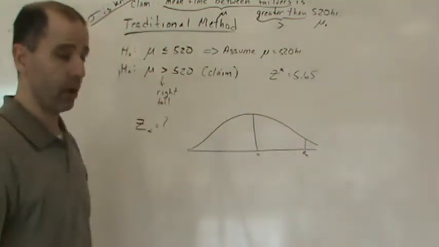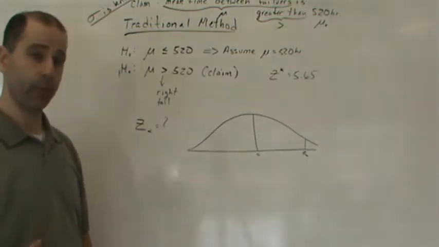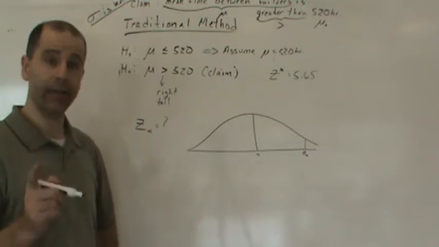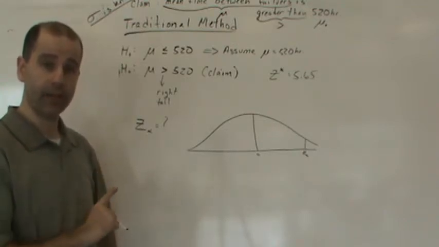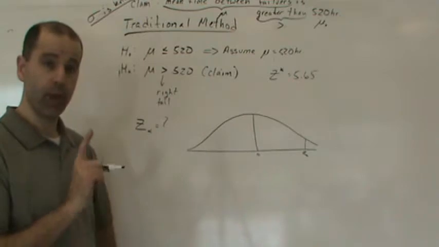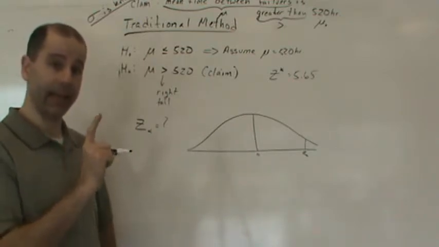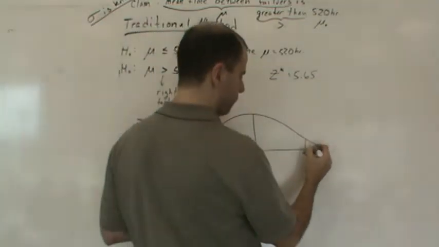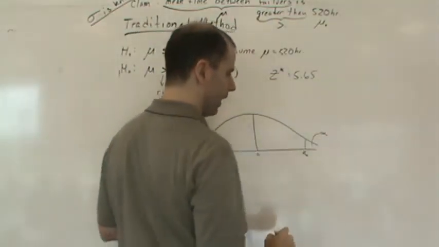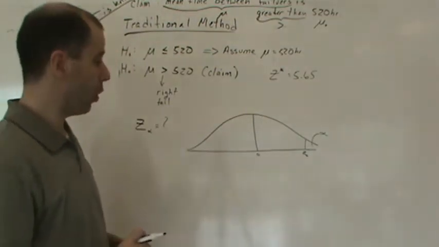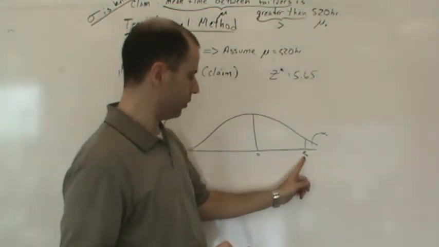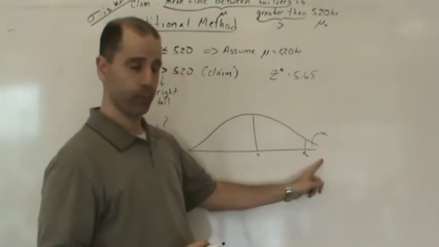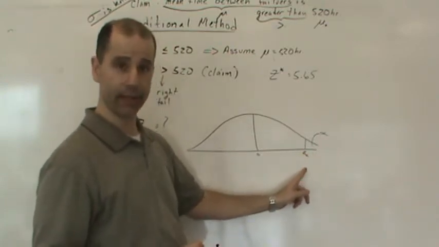And the reason why we're going to call it z sub alpha is because, remember, back from confidence intervals, what is alpha? Alpha is the area in the tails. But in this case, it's only a one-tailed test. So alpha is going to be the area in the right tail. So our critical value is the value that cuts off the top area that's alpha. Does that make sense? I hope that makes sense.